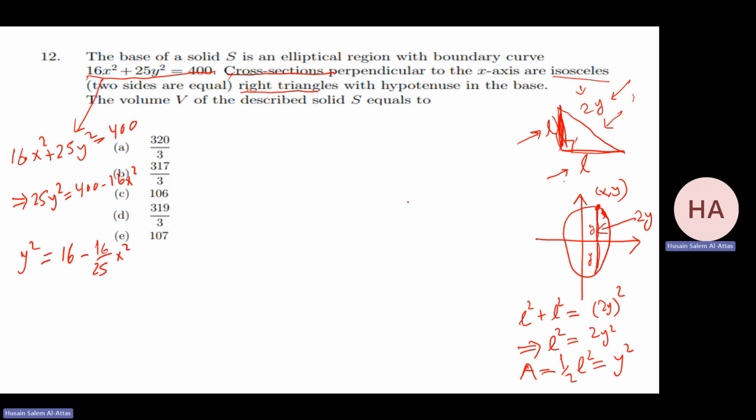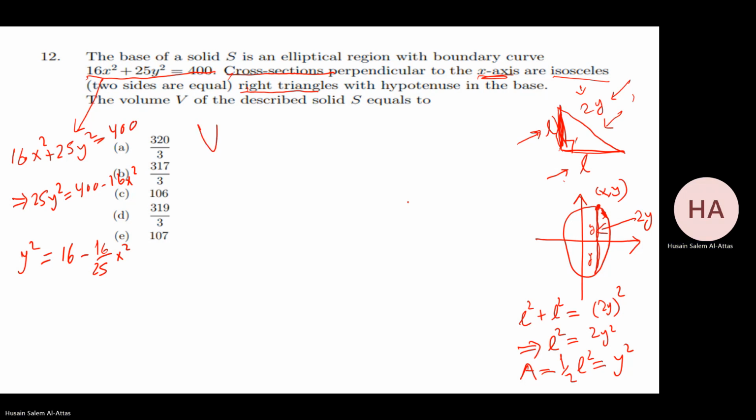And I have this function, 16x square plus 25y square, this is the ellipse, equal 400. So I have 25y square equals 400 minus 16x square. So y square equals 16 minus 16 over 25 x square. So I have the area now in terms of x. Perpendicular to the x-axis, I want it in terms of x.